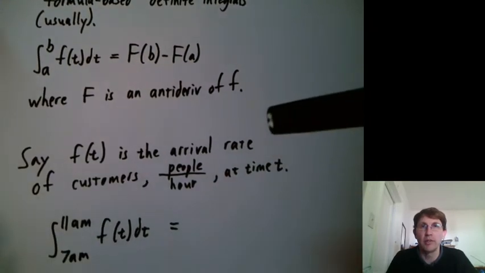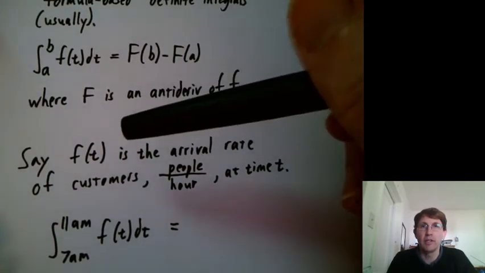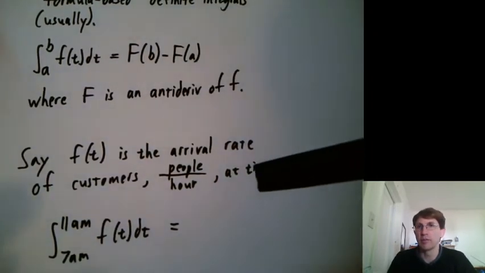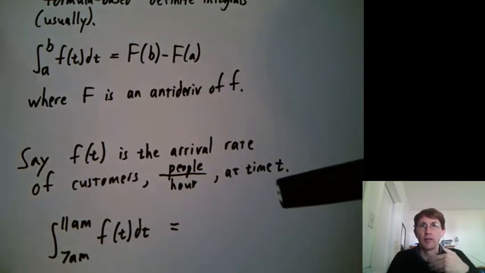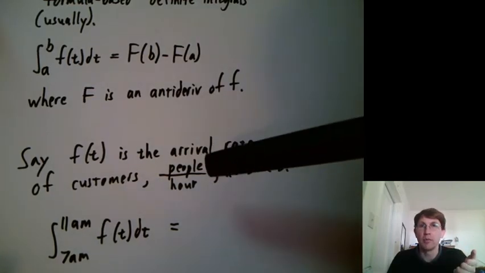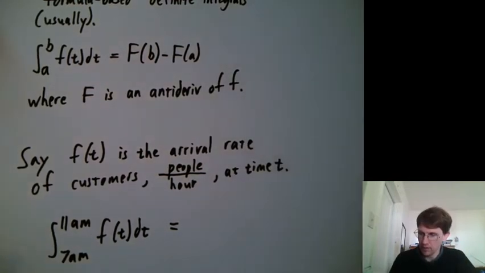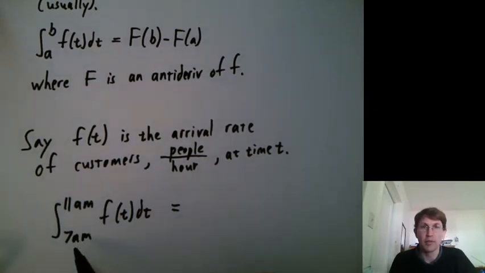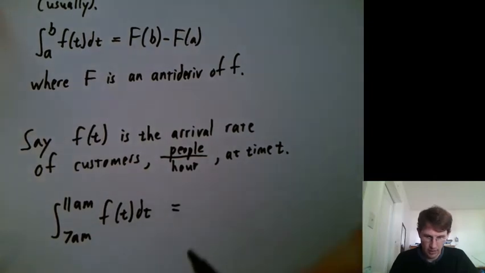Let's do a quick example. Let's say f of t, little f of t, is the arrival rate of customers to our store, or to a festival, or to an emergency room or something, measured in people per hour at time t. What would this integral represent? The integral from 7 a.m. to 11 a.m. of f of t dt.